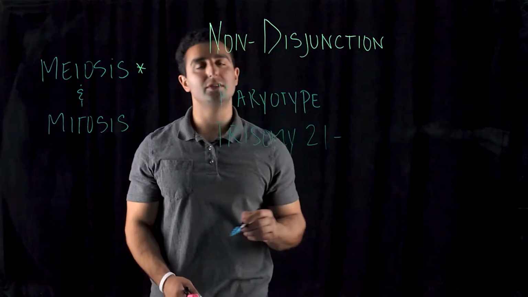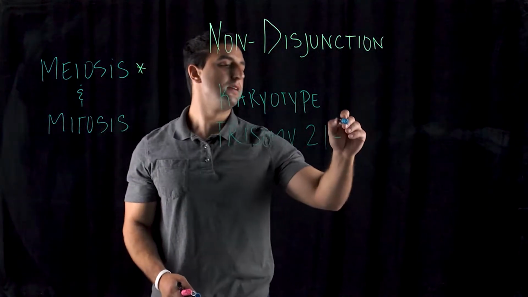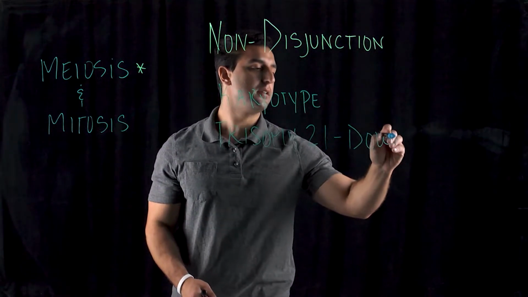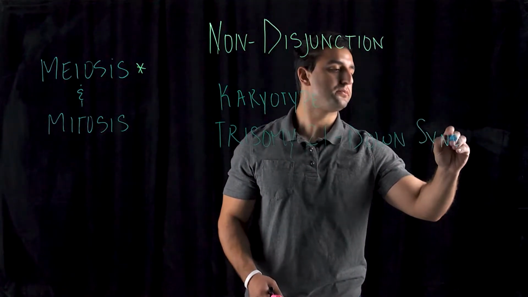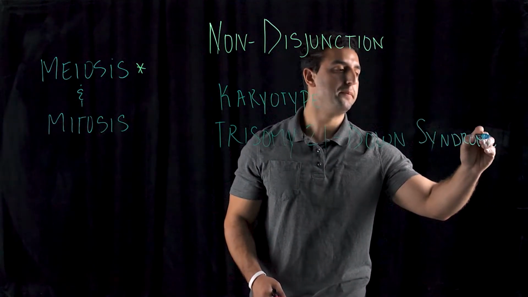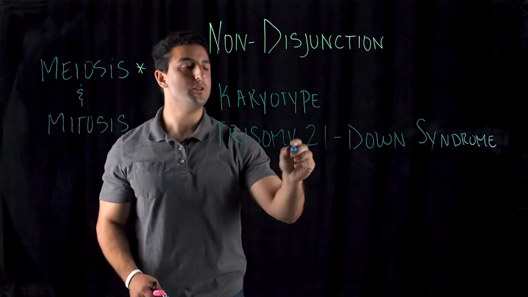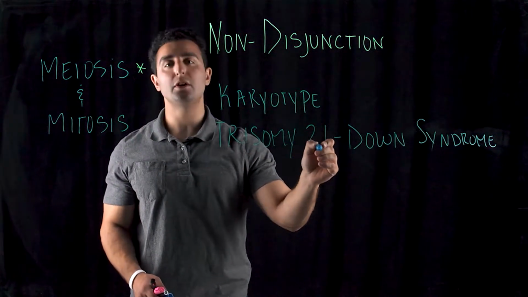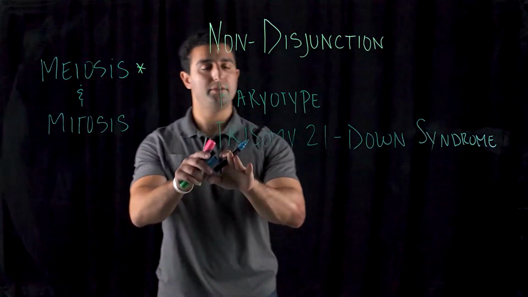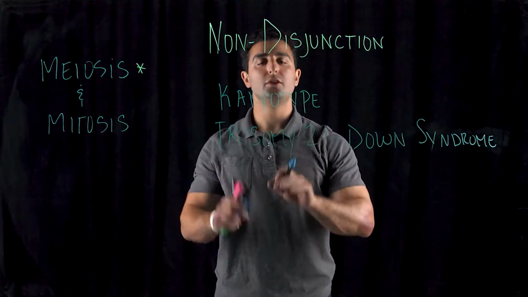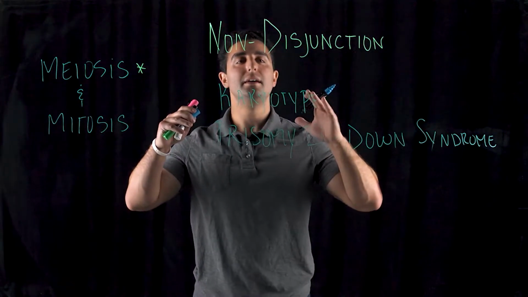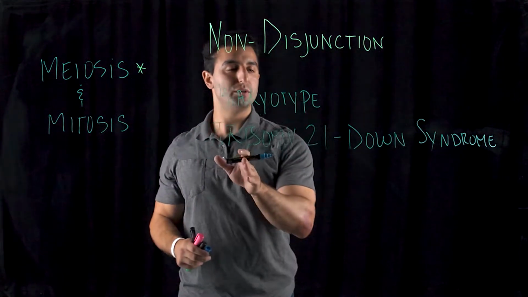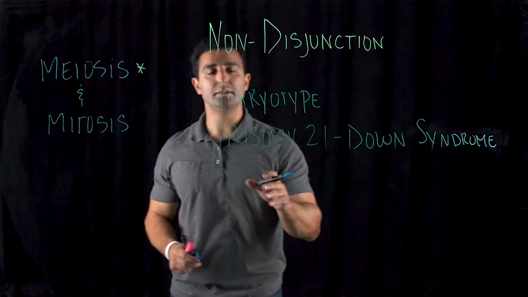Trisomy 21, what's another name for this? Anybody know? Down syndrome, right? This is an example of non-disjunction. How so? Well, trisomy 21 means that on chromosome pair number 21, you have 3 chromosomes. So this is an instance of non-disjunction. The division didn't happen nicely, right? And so these people experience Down syndrome.